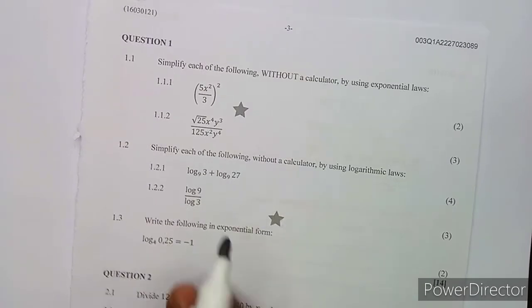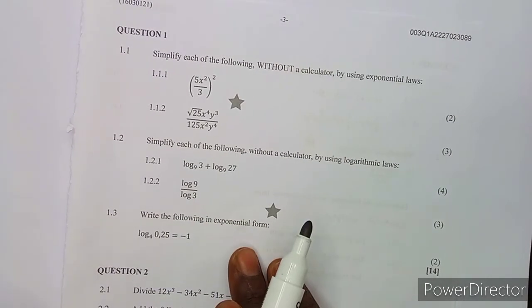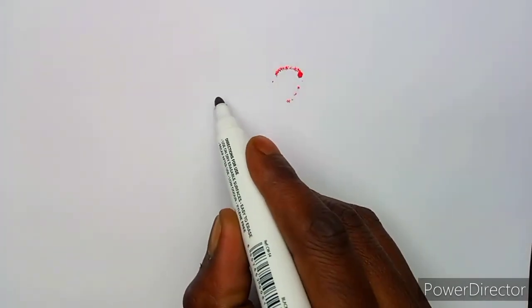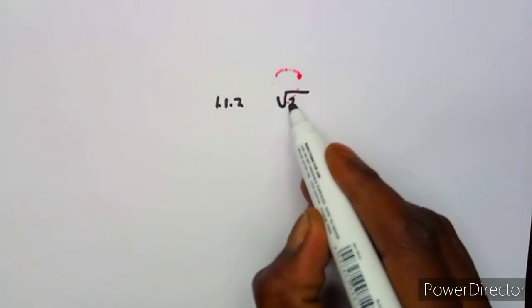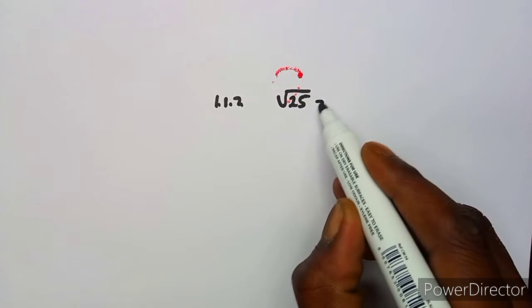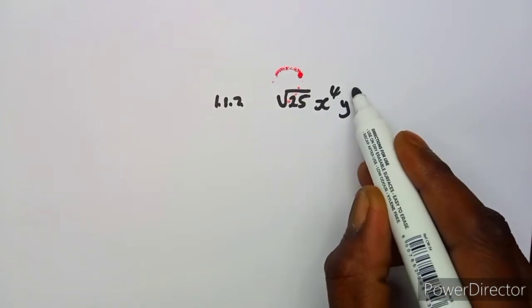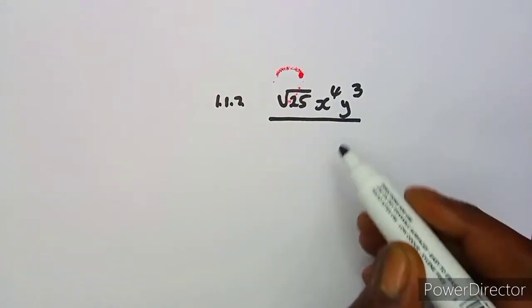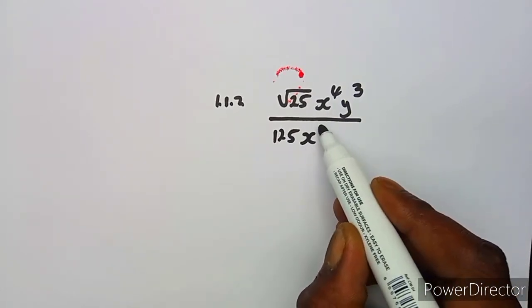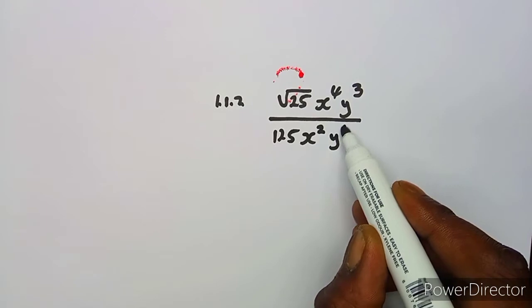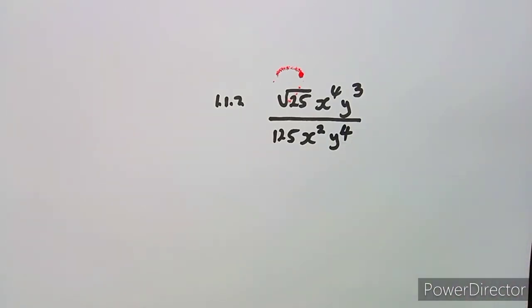So let's see what we have here, which is another part, 1.1.2. So I'm just going to write it down. We had something like the square root of 25 x to the exponent of 4 y to the exponent of 3 over 125 x to the exponent of 2 y to the exponent of 4. So something like that. That is what we actually had, and it was 3 marks for that.